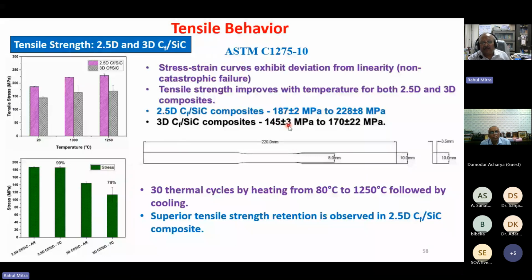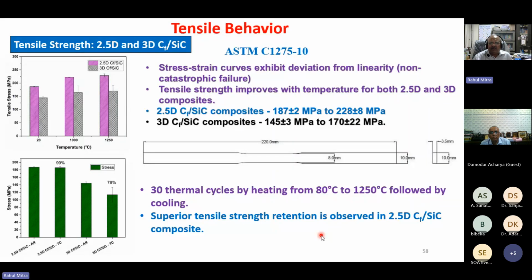Similar strength for flexural strength. And tensile strength was measured from 28 to 1250 degrees. And we also did thermal cycles between 80 and 1250 degrees, 30 times in a furnace. And then we measured the tensile strength. We found that there is a superior tensile strength retention in the case of 2.5D composite compared to 3D composite. So it was 99% strength retention, you can see, for 2.5D and 78% for 3D.